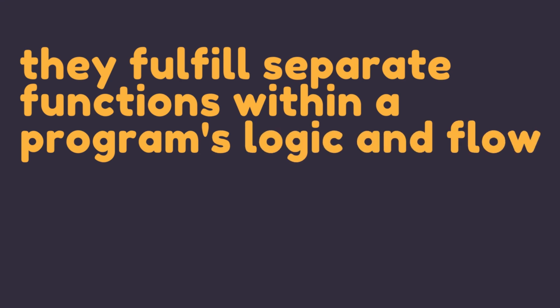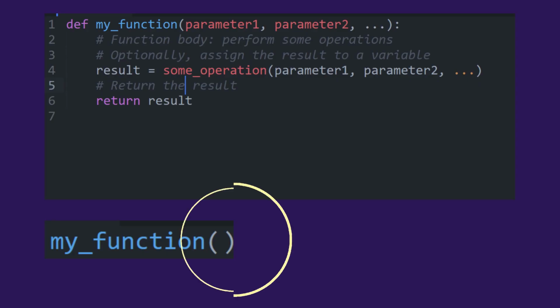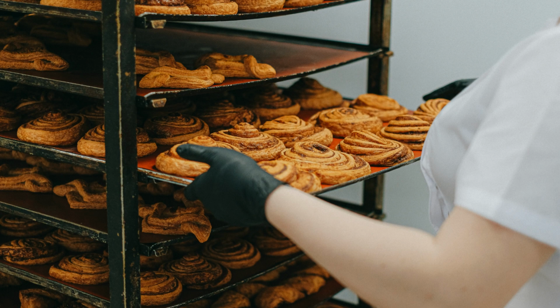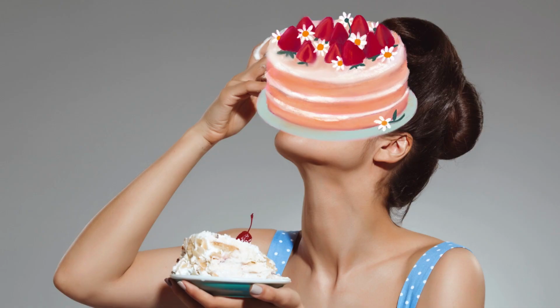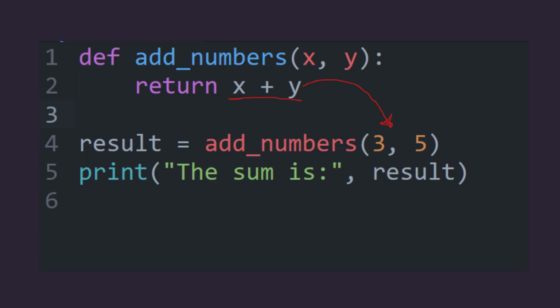When a function has a return statement, it means it is giving back a value to whoever called the function. It's like a bakery making a cake and giving it to you. You can do whatever you want with that cake once you have it. For example, a function to add two numbers might return the sum of those numbers.